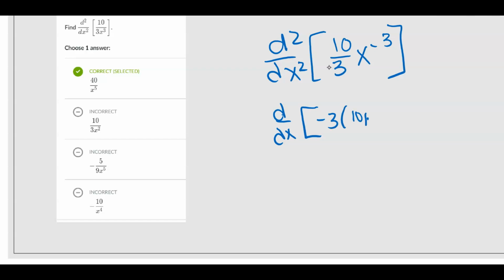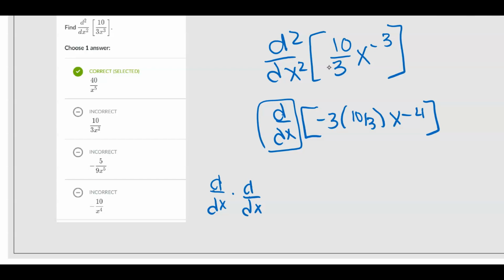-3 times 10/3 x to the -4. So that's why I'm leaving the d dx here again. I took the derivative once, but I need to take it twice. So really d2 dx squared is kind of like saying d dx times d dx, hence the d squared up top and dx squared down below. So I need to take that derivative one more time.